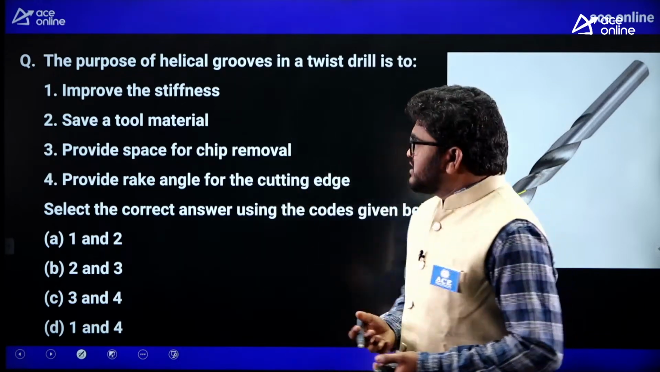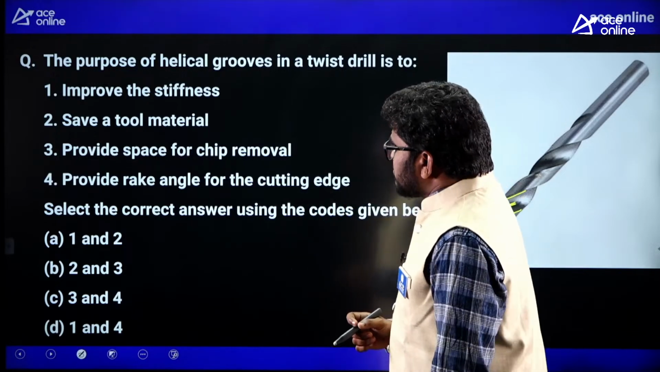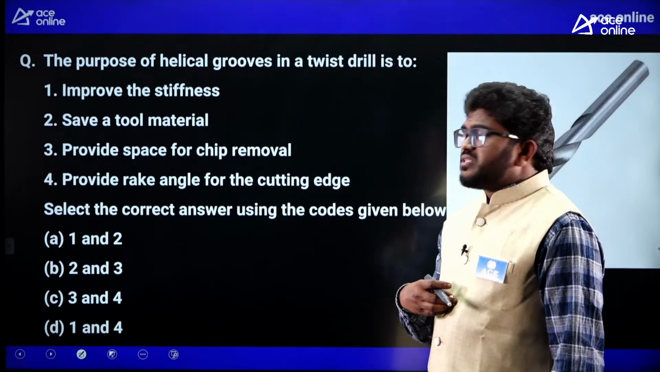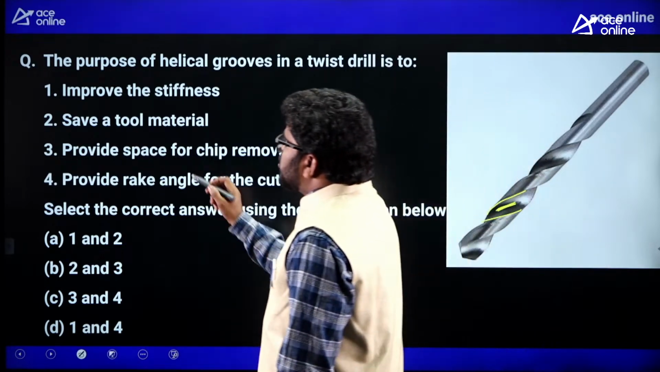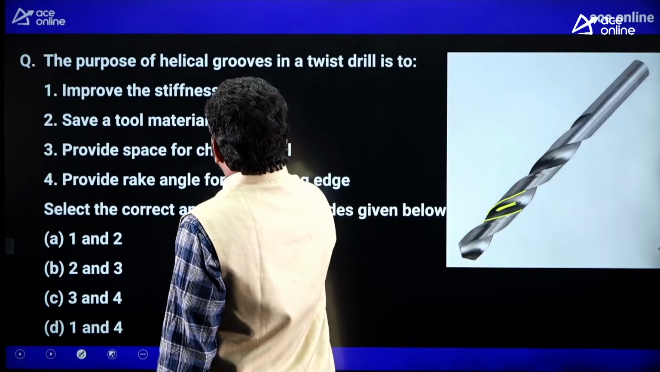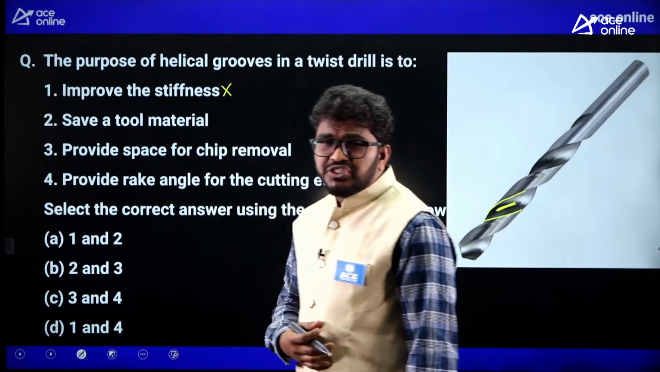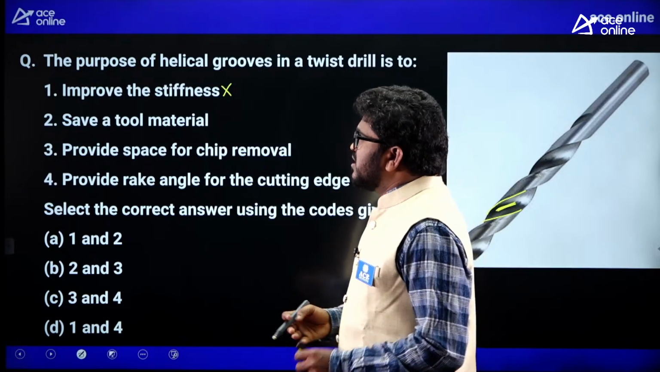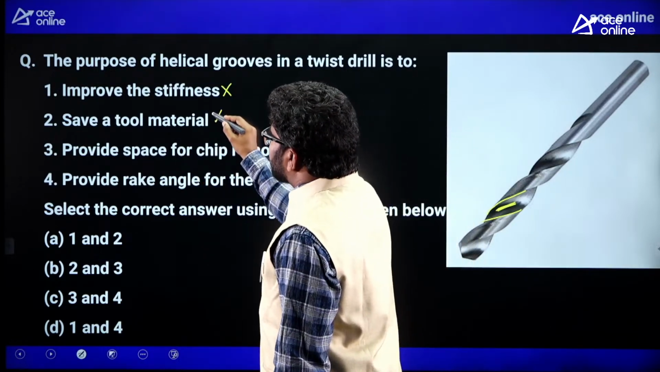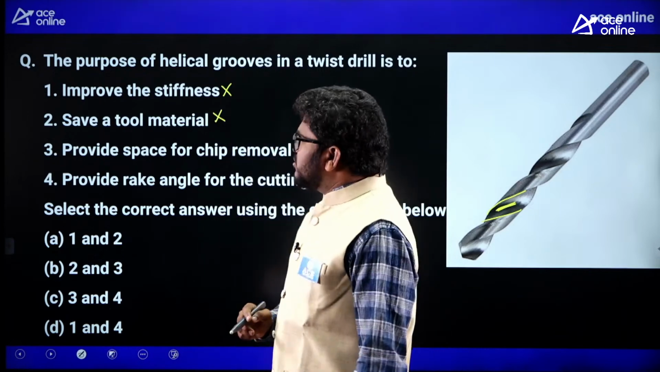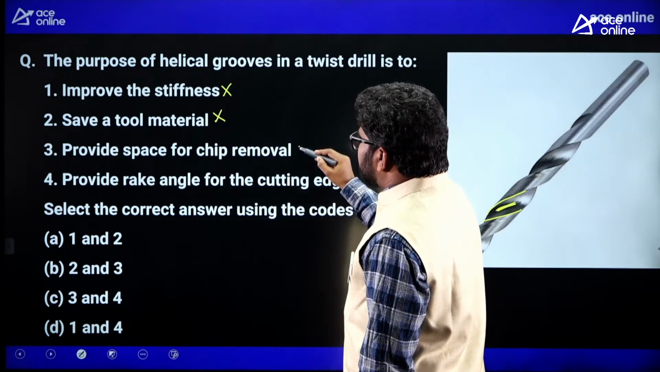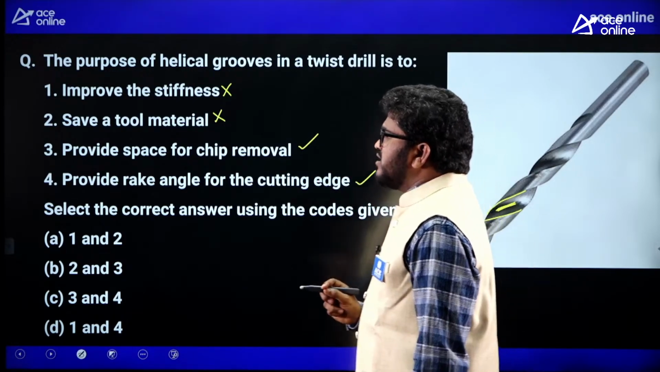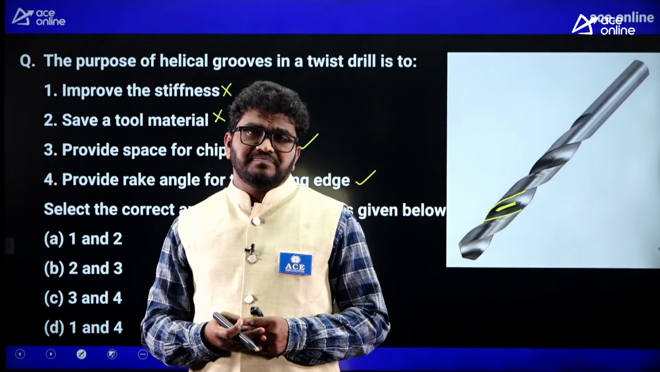And also it increases the rake angle. It provides the rake angle for cutting purpose. Now, it is not related to stiffness. Don't think that stiffness is going to be improved. Stiffness is going to be decreased. The material loses it. Save a tool material, it is not at all correct. So it provides a space for chip removal and provides rake angle for the cutting edge.